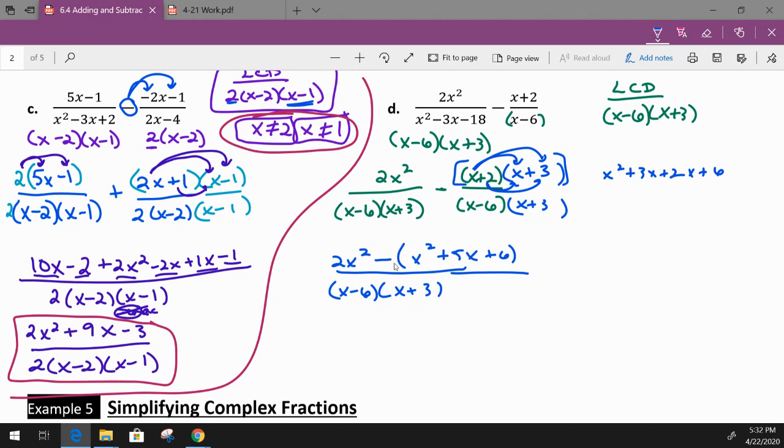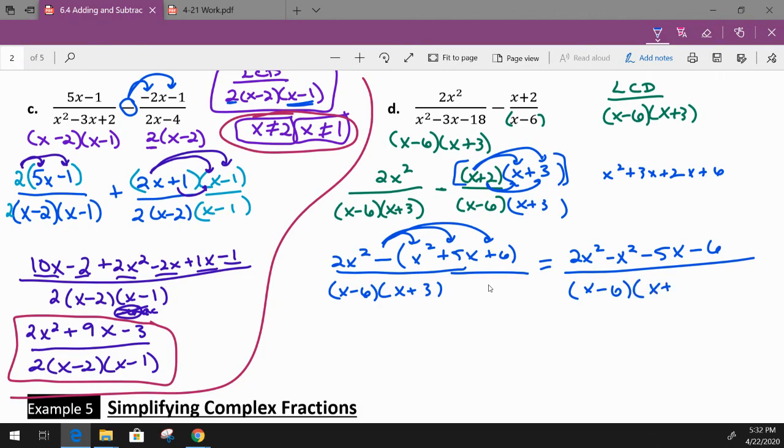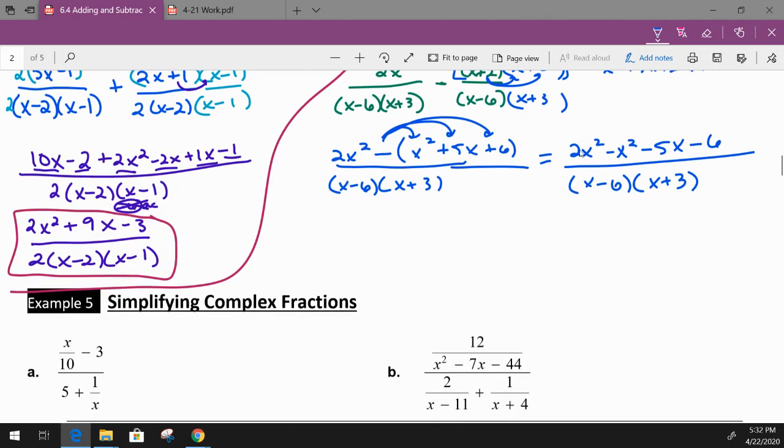So when I subtract, that's going to change all of my signs. So when I distribute that negative, everything's going to change. So the 2x squared is still up front, but then I'll have a negative x squared, a minus 5x, and a minus 6. X minus 6 and x plus 3 are still the factors in your denominator. Now when I combine my like terms, the 2x squared minus x squared is just 1x squared minus 5x minus 6 all over x minus 6 times x plus 3.